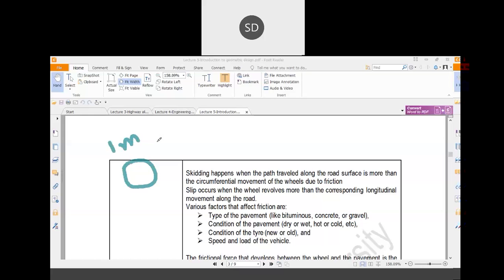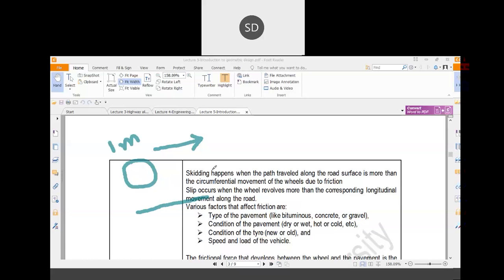So what does this indicate? It indicates that whenever the tire revolves a full circle, what should be the distance covered in the horizontal direction? That would be 1 meter. Is it clear or not? Yes, it is clear. So whenever it moves a full circle, the horizontal distance covered by it would be equal to 1 meter.